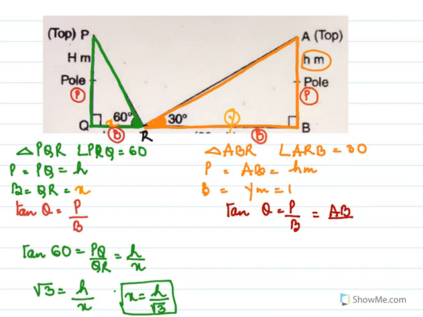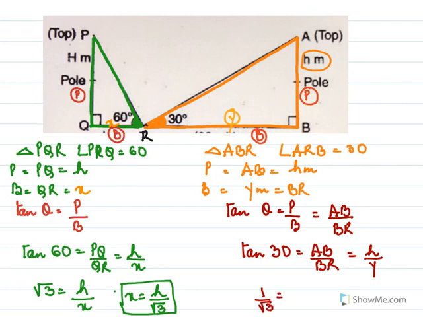So here the base, which is BR. So we have BR, and tan 30 here. Tan theta, tan 30, is equal to AB over BR. AB is h and BR is y. Tan 30 is 1 by root 3, which is h over y, which means y equals h root 3. So this is my second.